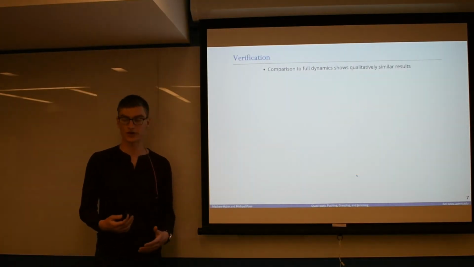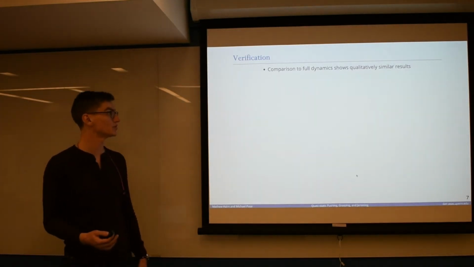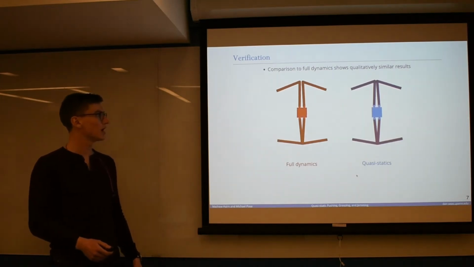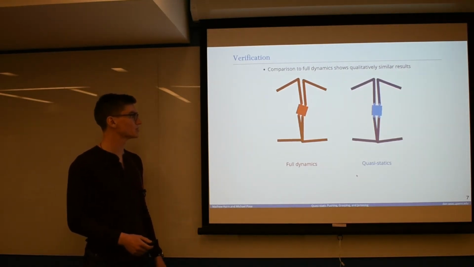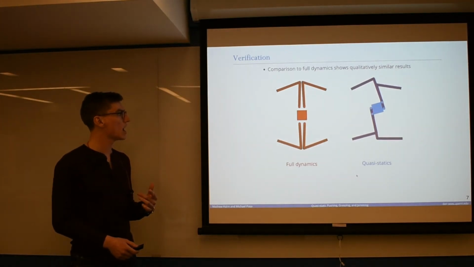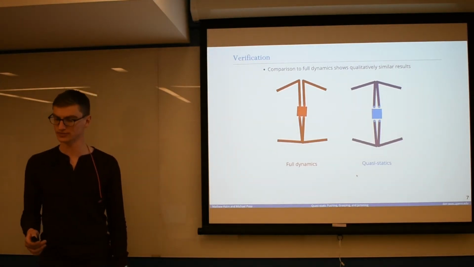And to the end of verifying that, we have compared our model to a full dynamic simulation done in Drake. And here we have a simple example of a 4-fingered manipulator manipulating a square object in which it is squeezed and turned quite fast. And we see very good alignment between our model and the full dynamics.